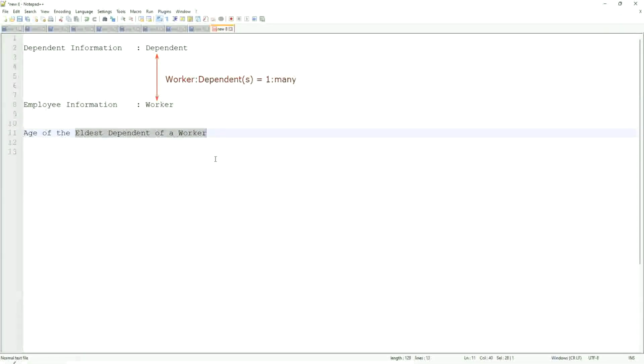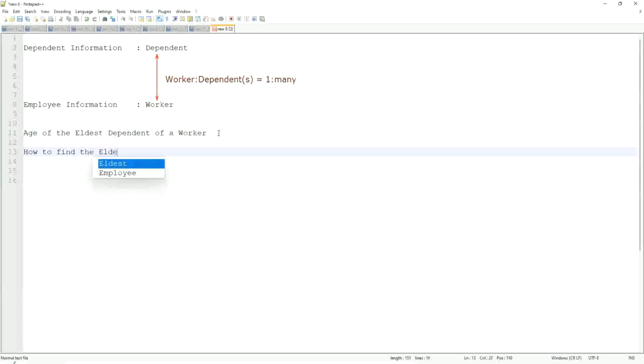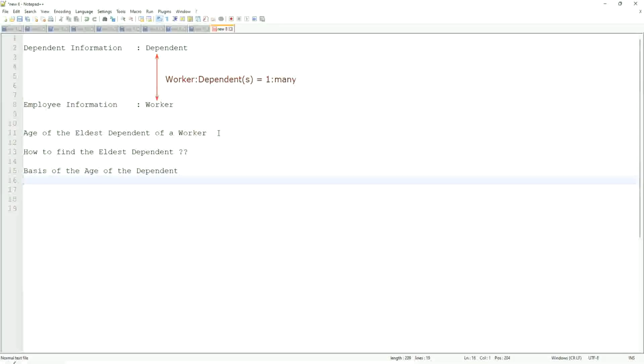One worker may have many dependents. Now, when you have multiple dependents, how do you find the eldest dependent? Based on what? Based on the age. Based on the age of the dependent. If I say how to find the eldest dependent, first of all, we will find it on the basis of the age of the dependent. Correct. And then if I'm going to find the eldest, then what can I do? Can I sort it in some manner and then take one? Let's say you have the age like 10, 15, and 42.